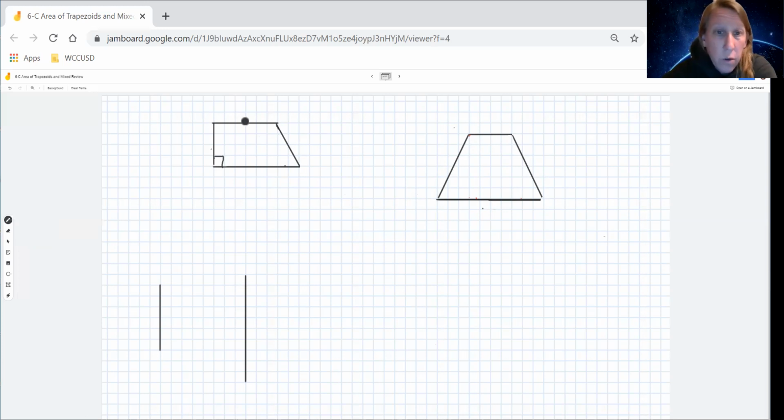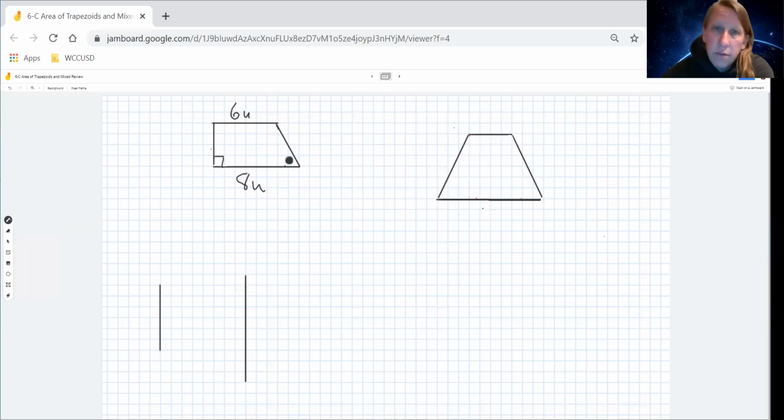What I would do probably is, let's count this up first. 1, 2, 3, 4, 5, 6. 6 units for the base on the top. And 1, 2, 3, 4, 5, 6, 7, 8 units for the base on the bottom. Now, if I multiply 6 by 8, that's not going to work. That's way too big.